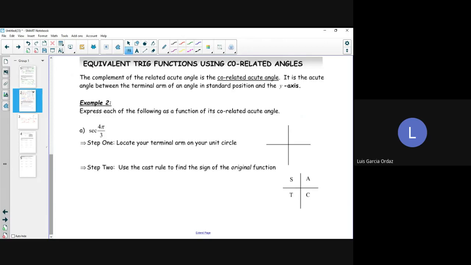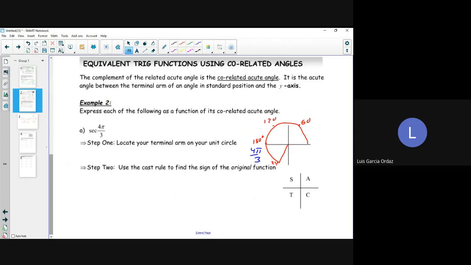So step one, we want to locate our terminal arm on the unit circle. So 4 pi over 3, where is it going to land in? Third quadrant. Yep, so it's 60, 120, 180, and 240, right?